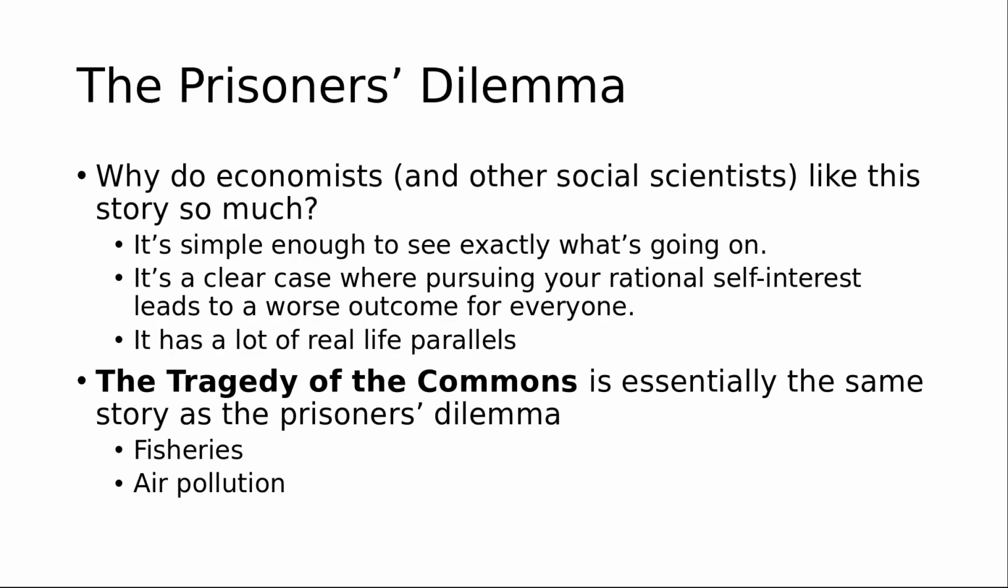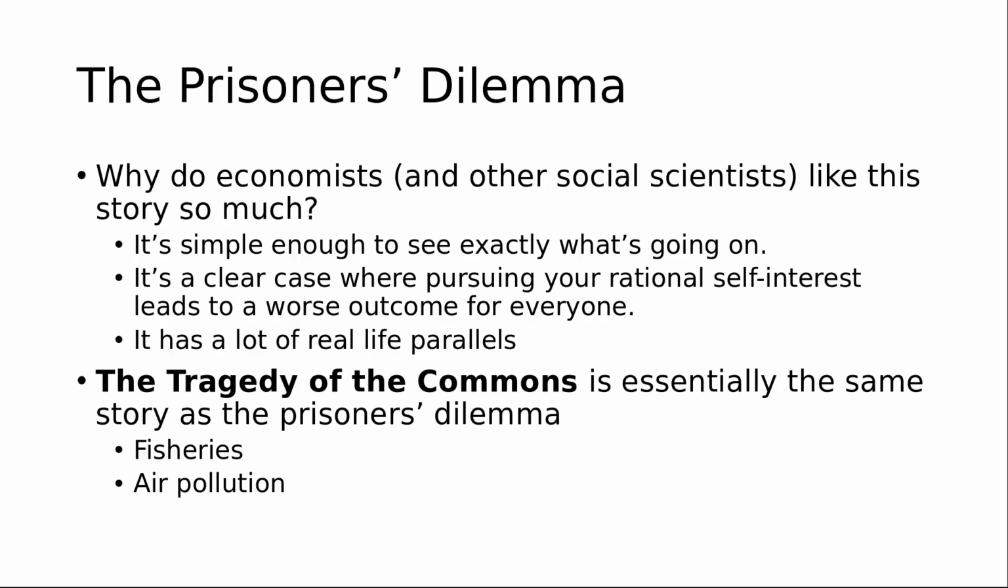The Prisoner's Dilemma, this is more of our King Lear type story. A tragic hero undone by their fatal flaw. In this case, the fatal flaw is that we have an incentive structure that leads people to do the thing that is individually rational but collectively irrational. Why do we like it? It's a really simple story that captures the bare essence of this problem.